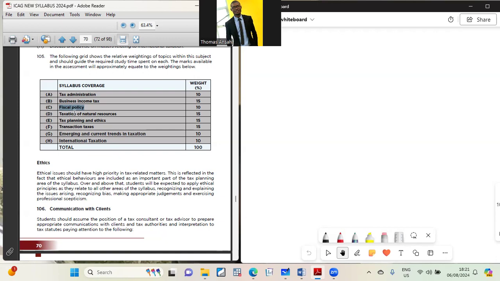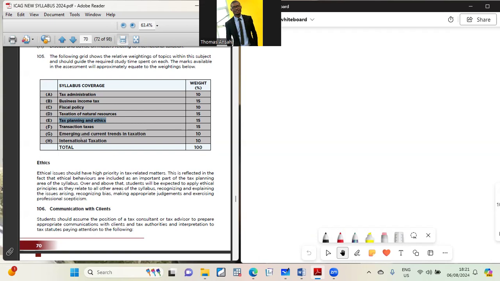Then we will be learning tax on natural resources. So petroleum resources and mining resources. Recently, we heard of lithium. All right. So if we have the act on that, we will just go through on that one too. Then we have tax planning, which is a very favorite topic. How you plan your activities such that you reduce your tax.